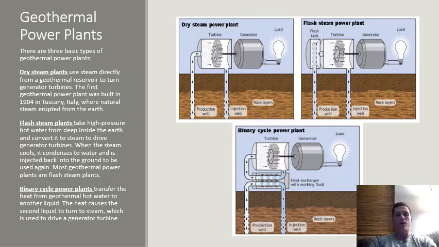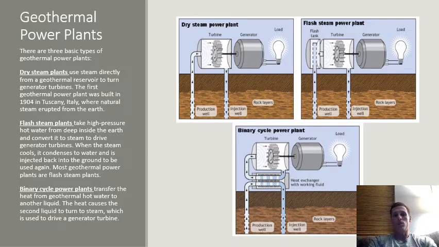You get your binary cycle power plant, a transfer of heat from geothermal hot water to another liquid, and this causes the second liquid to turn to steam, and it's used to drive that turbine. Similar to a district heating system if it's using a working fluid.